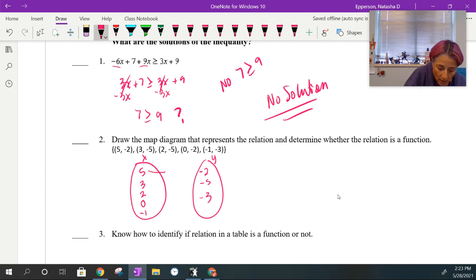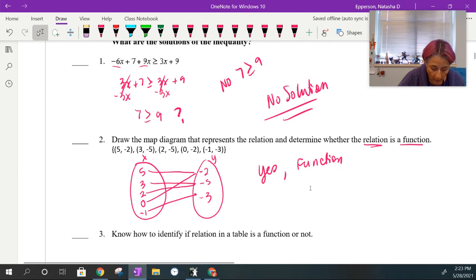Okay, so 5 goes to negative 2. 3 goes to negative 5. 2 goes to negative 5 as well. 0 goes to negative 2 as well. And negative 1 goes to negative 3. Now, determine if a relation is a function. Does my x value repeat in any one of these ordered pairs? It does not. So this is yes, it's a function.